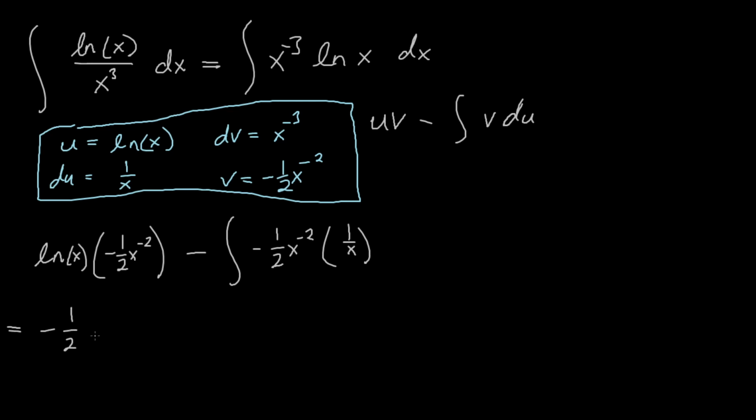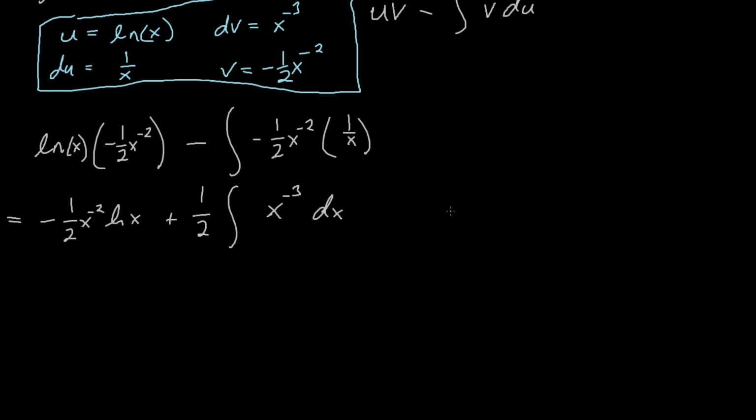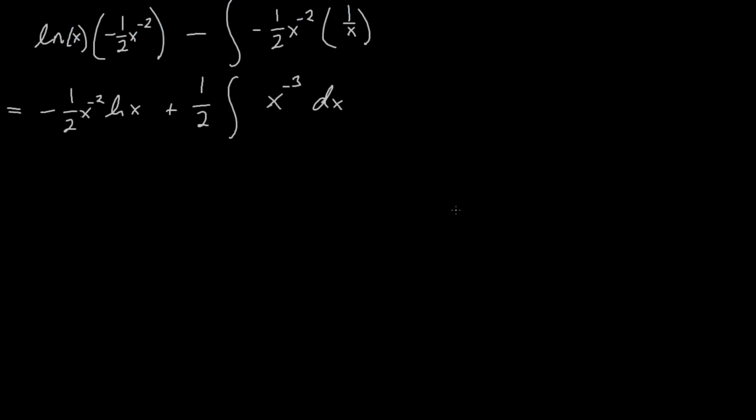Okay, so let me just simplify this. This will be negative 1/2 x to the negative 2 natural log of x. And then we'll cancel out these two negatives, so we'll just end up with a positive, and we'll pull out this 1/2 because it's a constant. And then we'll simplify these terms in the bottom. So this will just be x to the negative 3 dx.